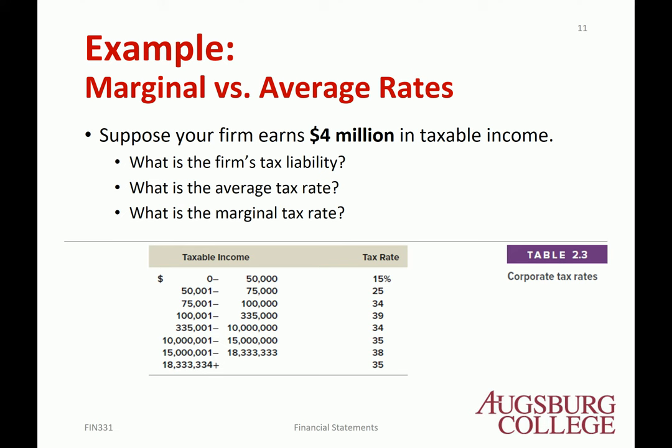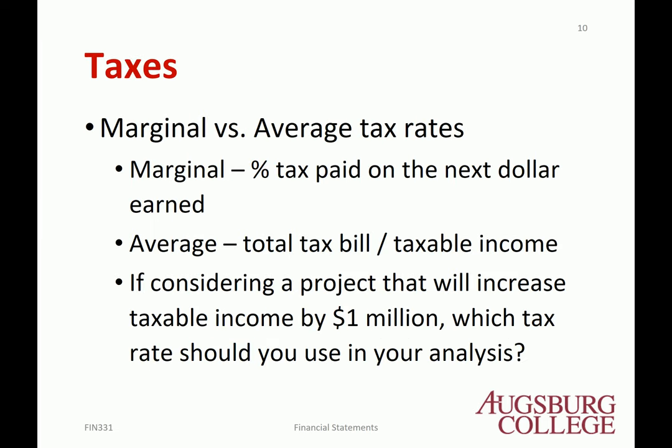For example, if you look at the next slide, this is a corporate tax rate. From the first $50,000 the tax rate is 15%, and the next $25,000 you pay 25%, and then the next $25,000 is 34%, and the next $235,000 is 39%, and then from $335,000 to $10 million is 34%, etc. So even though you make a certain amount of money, you pay tax differently, based on your tax rate. So that's the average tax. Average tax rate is simply the total tax amount you paid divided by taxable income.